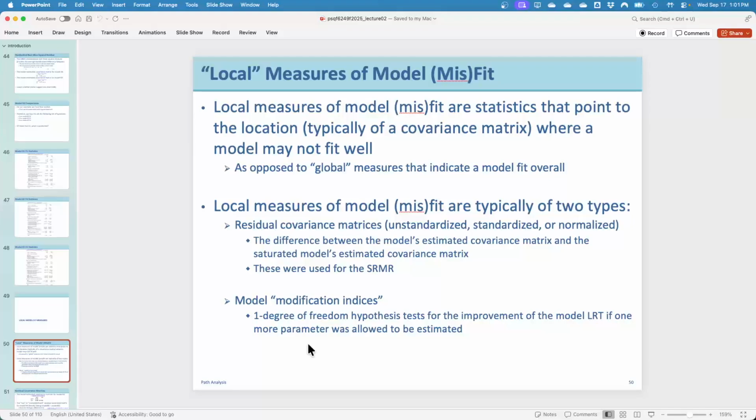So local measures of model misfit are statistics that point to the location where a model may not fit well. Now that location is typically the covariance matrix. And the reason is, this example notwithstanding, we rarely put constraints on residual variances, which would be the diagonal of the covariance matrix. And we rarely put constraints on the mean vector, that is our prediction, our model for the means. So pretty much the only place where our model's constraints show up is on the covariances of the covariance matrix, right? The off diagonals.